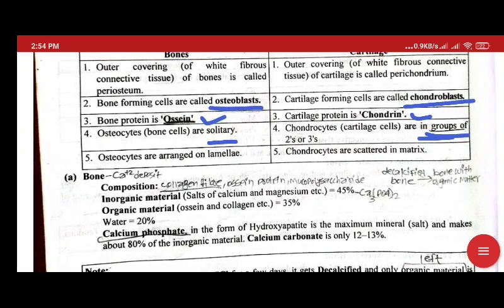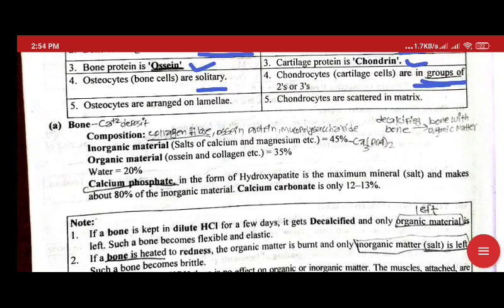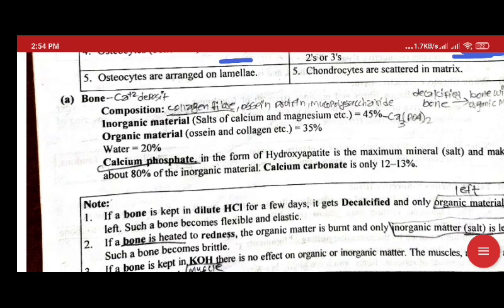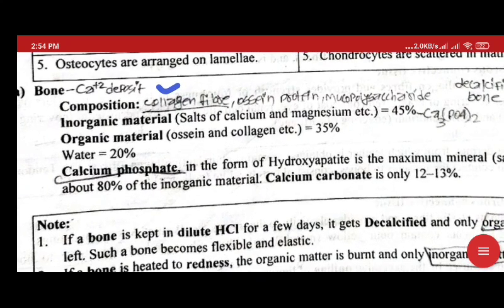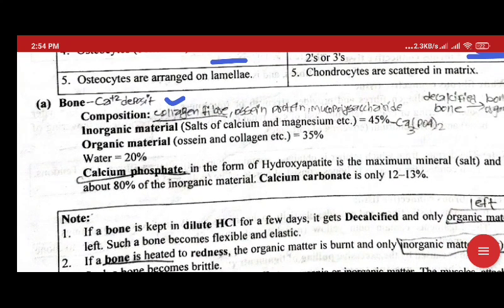Now let's move on to bone. Bone has calcium present, that makes hard tissue, that is bone. Here calcium is deposited. Now in it we have collagen fiber, ossein protein, and mucopolysaccharide.